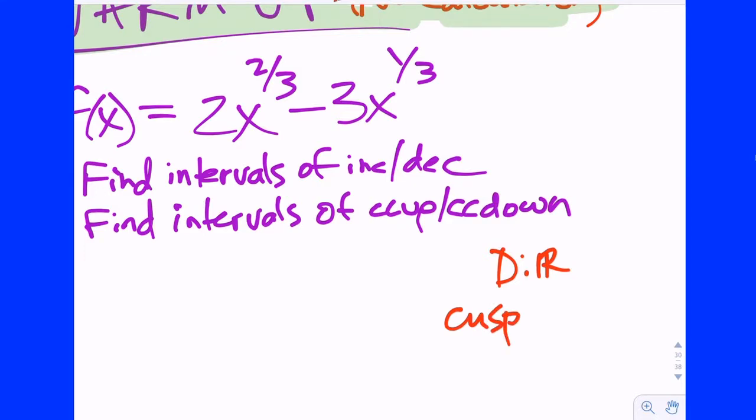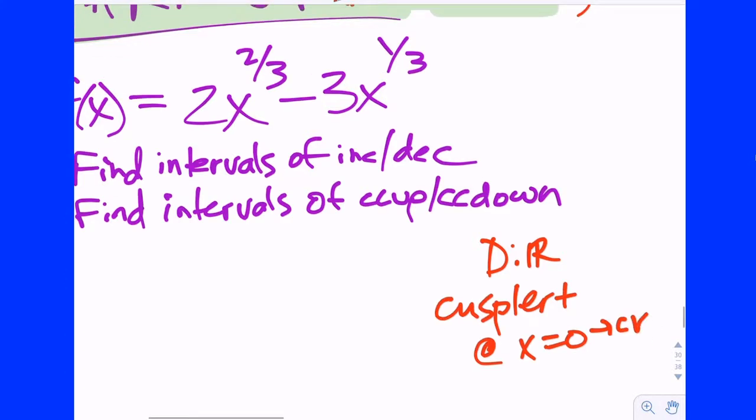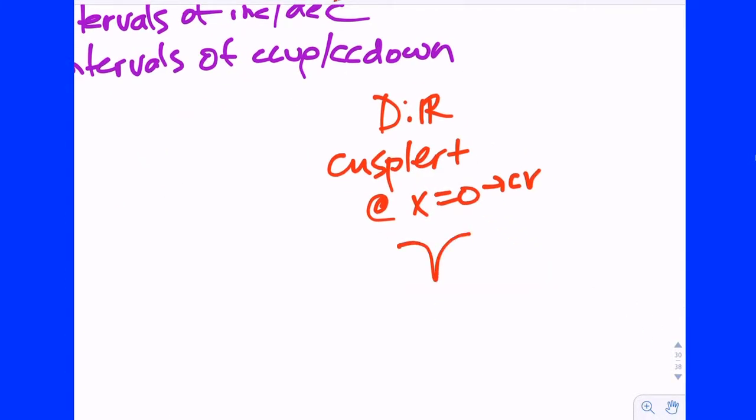Or it could be a vertical tangent. But x equals 0 is going to show up as a critical value. Before you even start, it's going to be a cusp like that, a cusp like that, or a vertical tangent that does one of those two. You know that something like that is going to be happening at x equals 0. So that's the alert you need to be on.